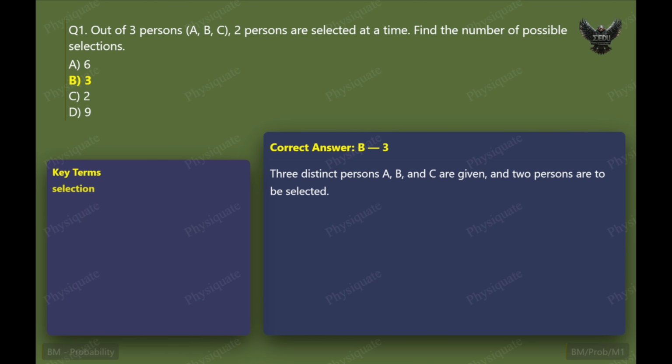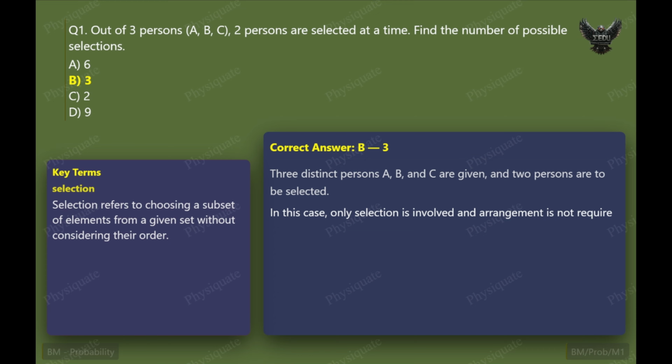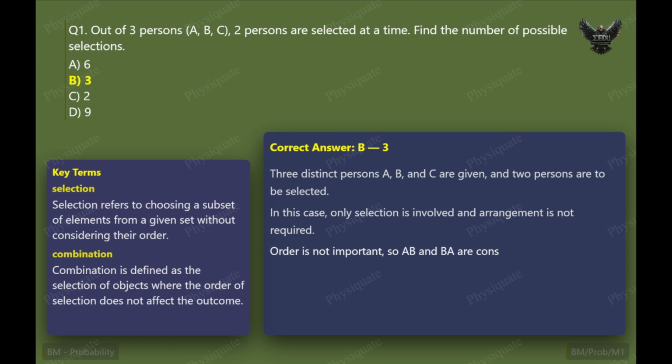Now let us consider selection. Selection refers to choosing a subset of elements from a given set without considering their order. In this case, only selection is involved and arrangement is not required. Let us examine combination. Combination is defined as the selection of objects where the order of selection does not affect the outcome. Order is not important, so AB and BA are considered the same selection.